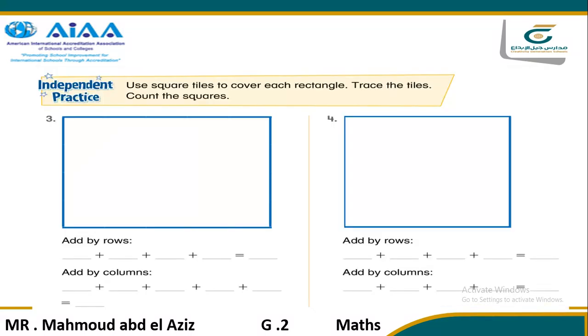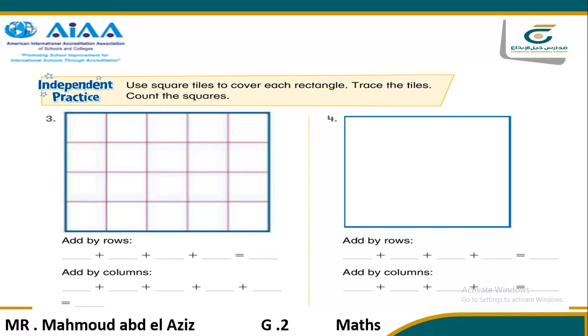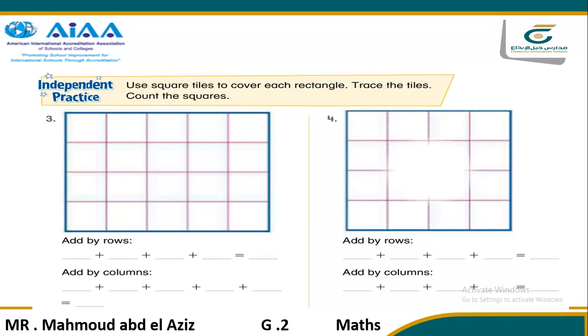So, dear students, with our first question here, use square tiles to cover each rectangle, trace the tiles, and count the squares. Here, we want to use square tiles to cover each rectangle. We'll start with the first one here, like this. We'll divide it into some squares and another rectangle. The same idea, we will divide it into some squares. And here we want to add by rows.